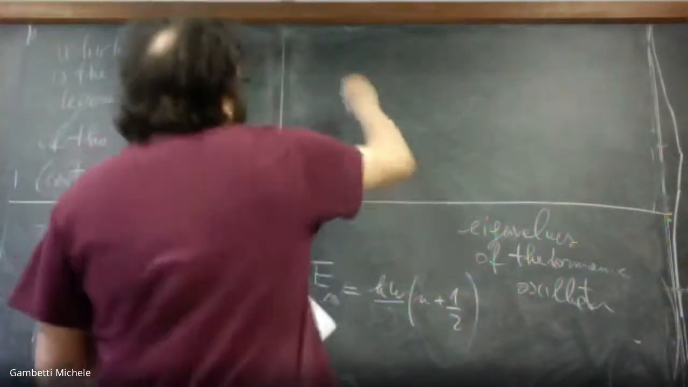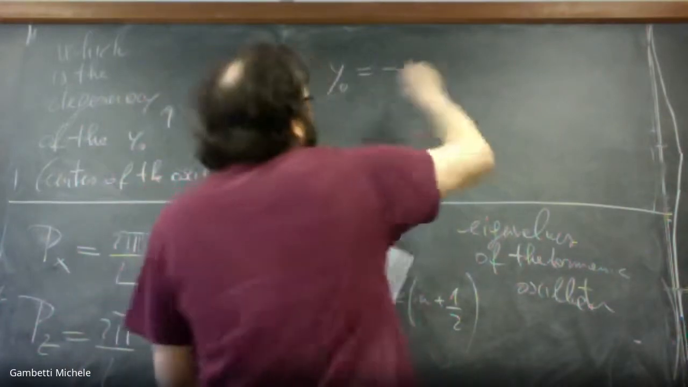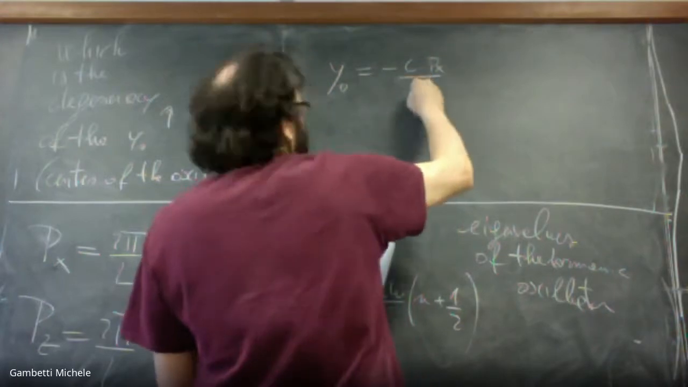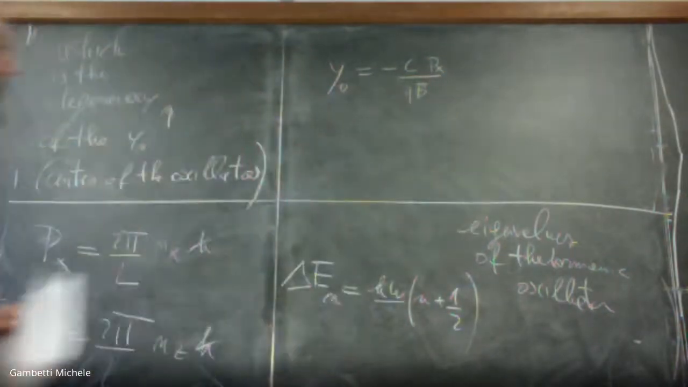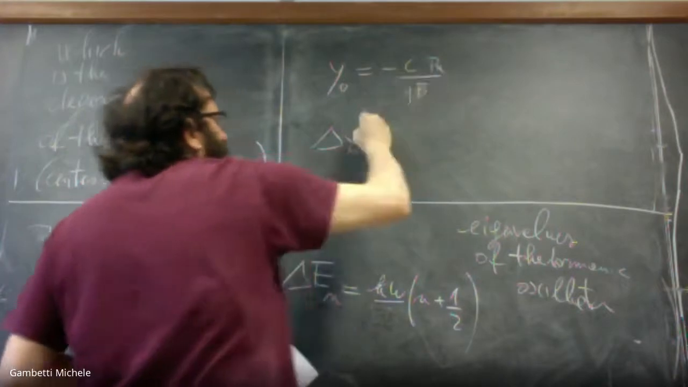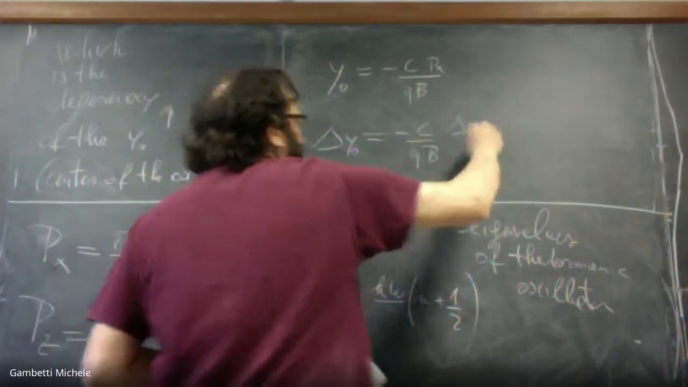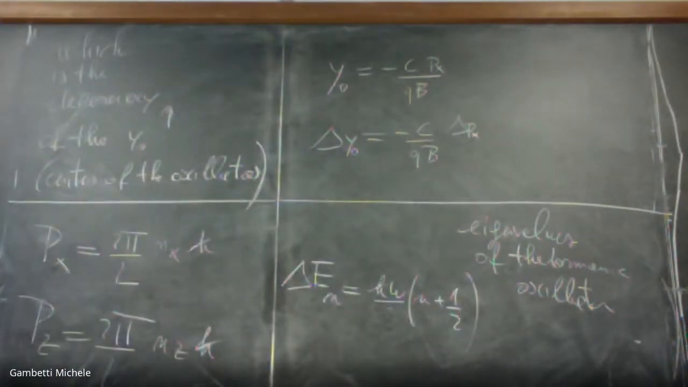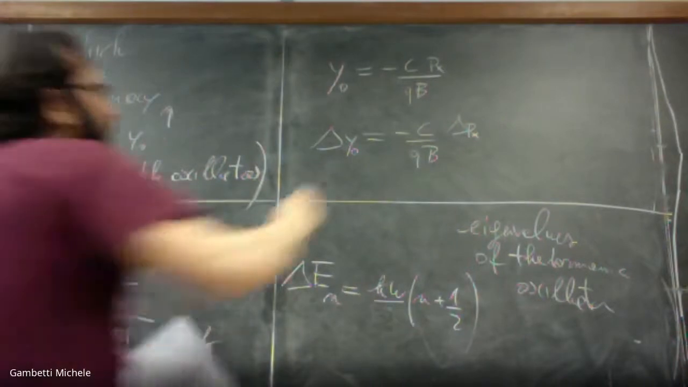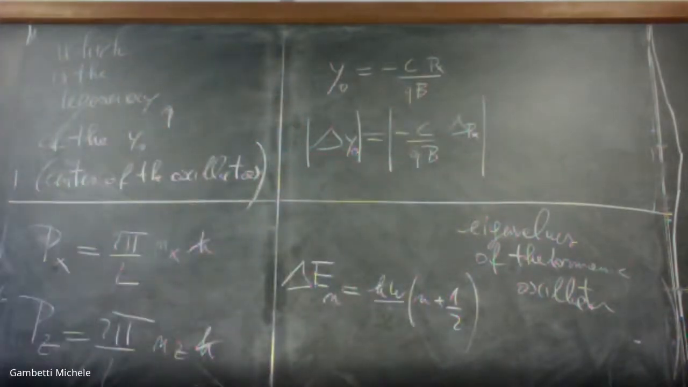Now, I had a relation between y0 and p, which was y0 is equal to minus c px divided by qb. So if I compute the delta, the discretization of y0, which actually will be almost continuous because px is almost continuous, this will be minus c divided by qb times delta px. Let me compute the modulus of this quantity, which is the interesting part. And now, what is delta px? Delta px is 2 pi h bar divided by l.